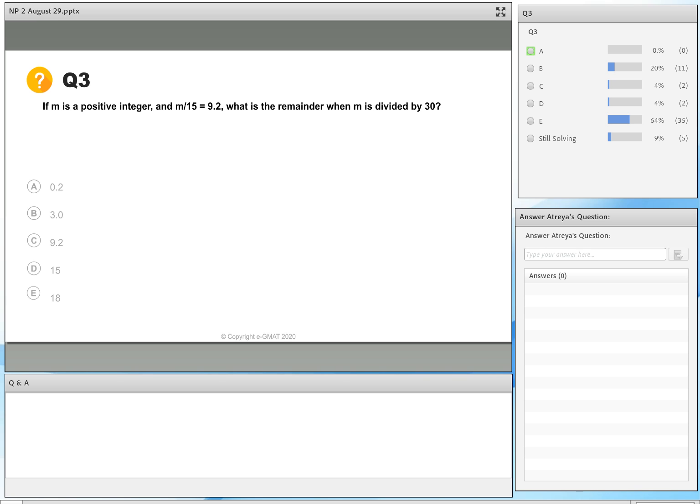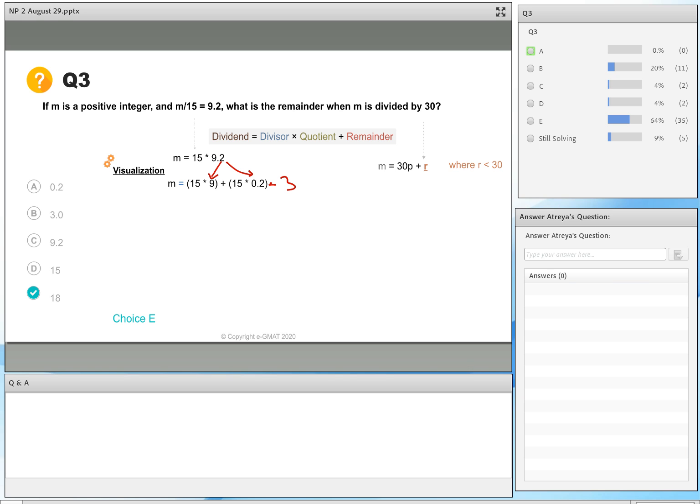Very interesting. Let's see. Now, m is a positive integer. m by 15 is equal to 9.2. What is the remainder when m is divided by 30? Again, I have 9.2, so I'll divide it in 2 parts. m equals 15 times 0.2, which would lead me to a 3, and then 15 times 9. I need a 30 from this, right? I need a 30 from 15 times 9. I'll open the short answer poll. Tell me, how do I get a 30 from 15 times 9?